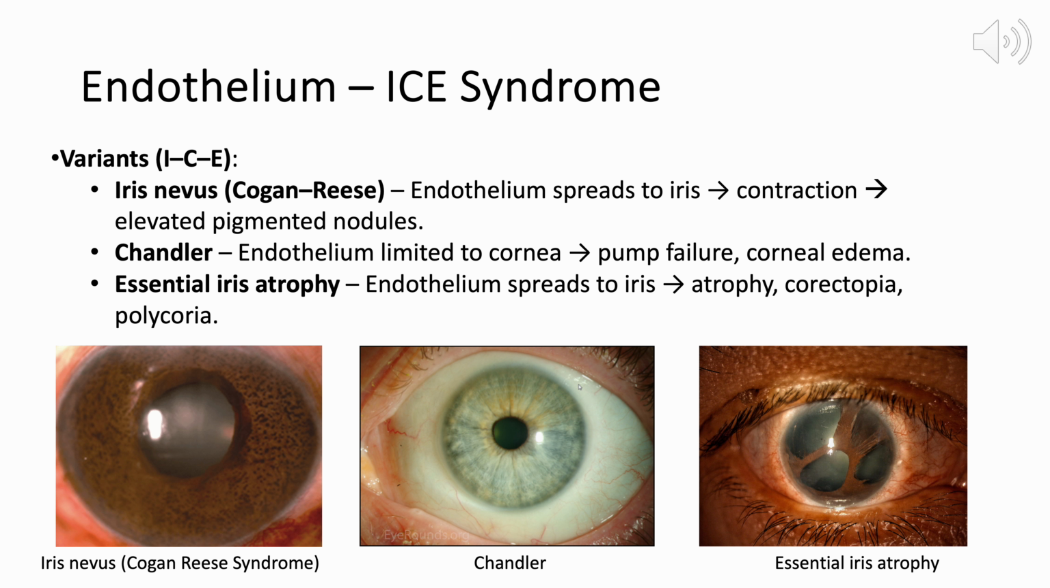The first is iris nevus, or Cogan-Reese syndrome, where the abnormal endothelium spreads onto the iris, causing contraction and forming these elevated pigmented nodules. The second is Chandler syndrome, which is when the endothelial changes are limited to the cornea, leading to pump failure and corneal edema. And finally, we have essential iris atrophy, where the endothelium spreads onto the iris, causing progressive atrophy, corectopia, and sometimes polycoria. You can see representative examples here at the bottom of the slide for each subtype.